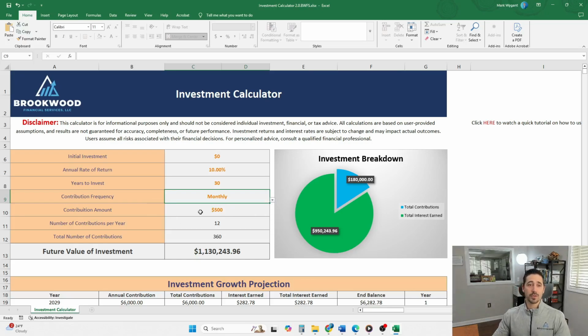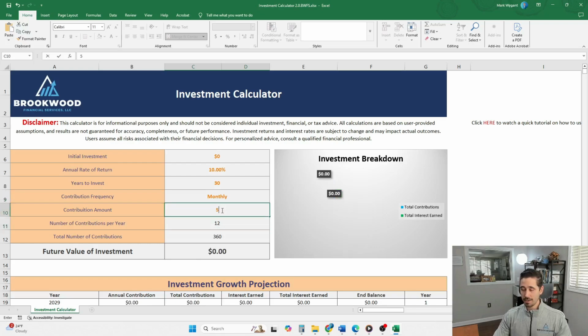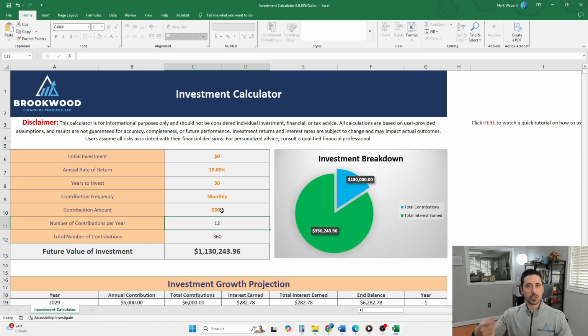And finally, the contribution amount. This is your ongoing contribution. So if you're just putting $100,000 in and you're leaving it and you're not contributing anything more, you need to make sure this is 0. But if you're continuing to contribute, let's say to a retirement plan, in an IRA or a traditional brokerage account or an HSA or whatever the scenario that you have is, then you would put that contribution amount here.